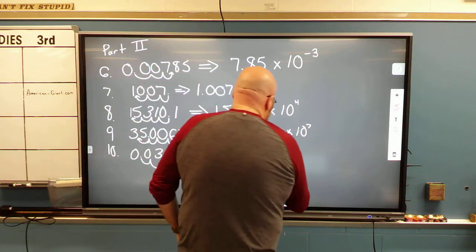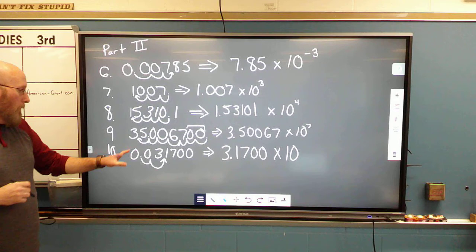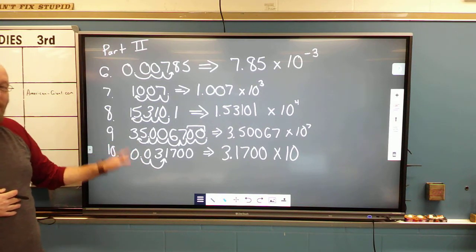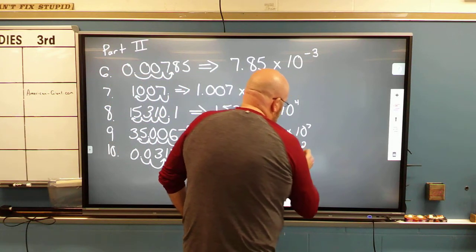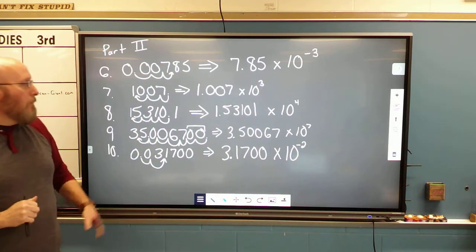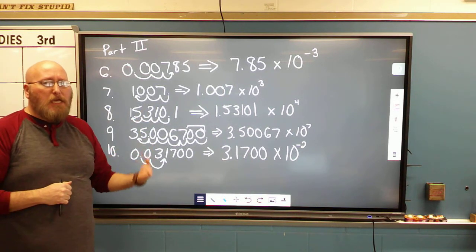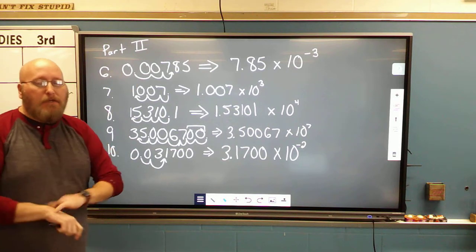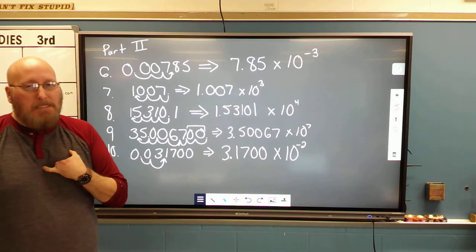Times 10 to the what? Well, the number is less than 1, right? So I moved it 2 places, and it's less than 1, so I have to put a negative 2. Okay? So I hope this helps you see how to convert to scientific notation. Now again, if you have any questions, don't forget to ask me.